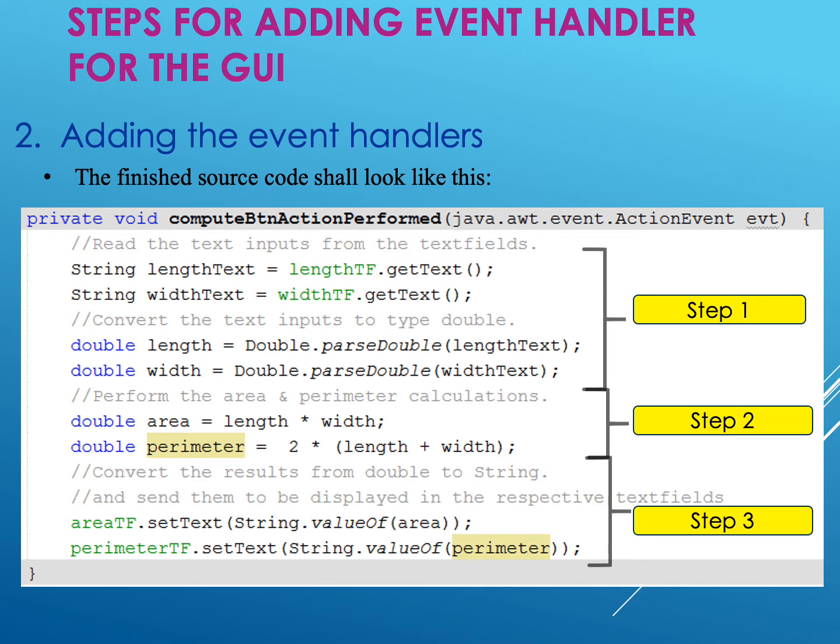To display the result back into the text field, we need to convert it from double to string. To do that, we would use String.valueOf. And then, to set it into the text field, we would use setText. So, we would write it as area_tf.setText(String.valueOf(area)) and also parameter_tf.setText(String.valueOf(parameter)).